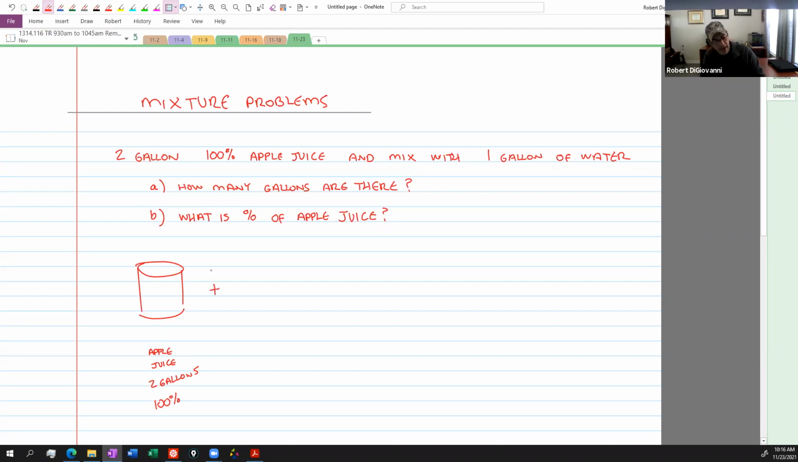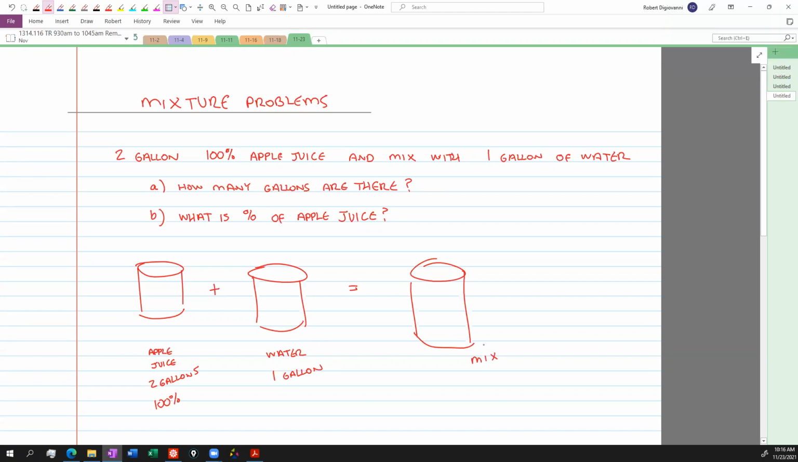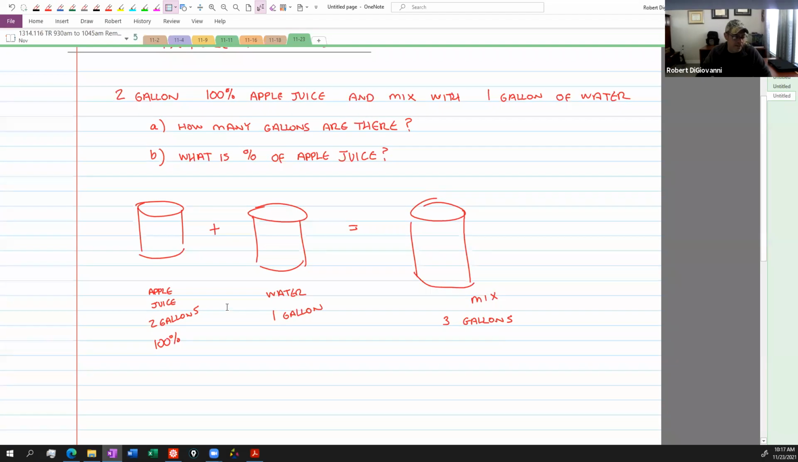And then I'm going to add to that another container that has water, and it's 1 gallon, right? When I add these two together, we're going to have a mixture, right? How many gallons are going to be in that mixture? This is the easy question. 3, right? It's 3 gallons. Okay, that's obvious, right? 2 gallons, add 1 gallon, you get 3 gallons.